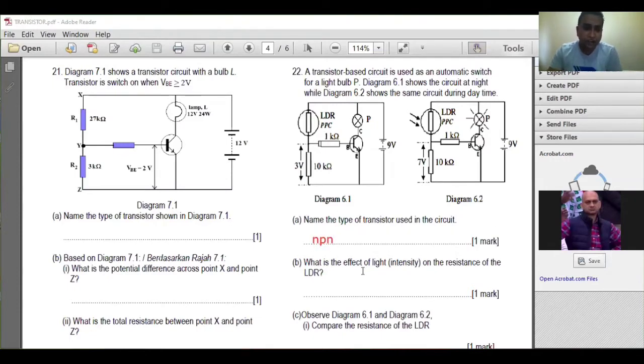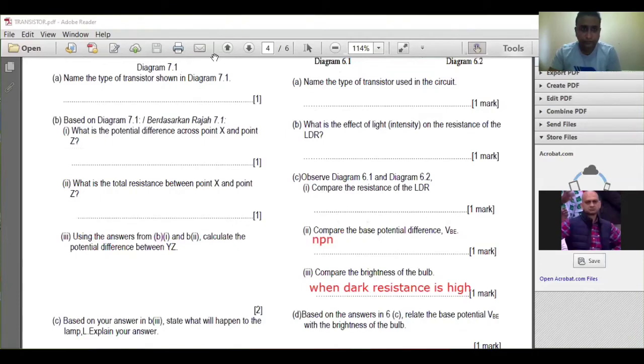Now, what is the effect of the light on the resistance of LDR? So you can say when dark, resistance is high, or you can even say when bright, resistance is low. Either way is okay. Now, based on diagram 6.1 and 6.2, compare the resistance of LDR. This one is nighttime, this one is daytime. So nighttime, resistance of LDR will be very high. Daytime, LDR will be low. So comparison, diagram 6.1 greater than diagram 6.2.